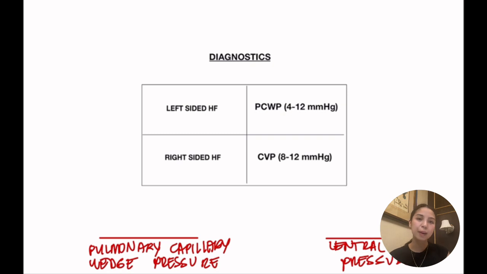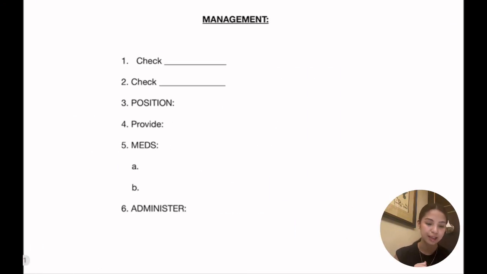Simple. All you have to remember here, concept of backflow, left-sided heart failure is pulmonary, right-sided heart failure is systemic. That's all. Everything else falls into place after that. So management, what do we want? We want to check intake and output.